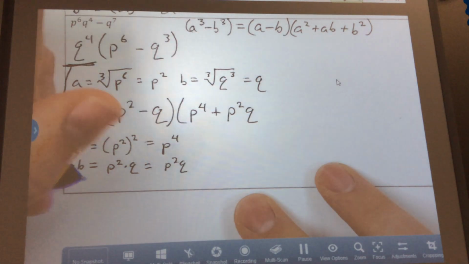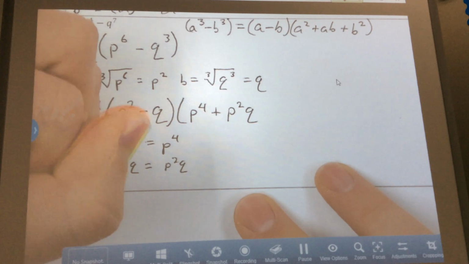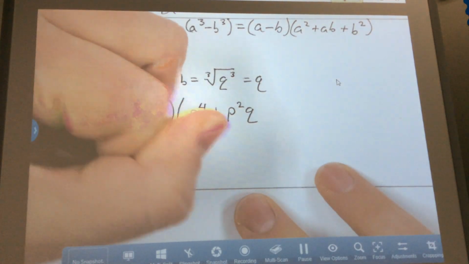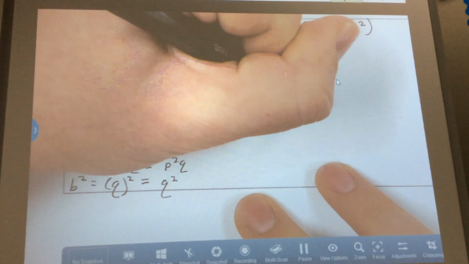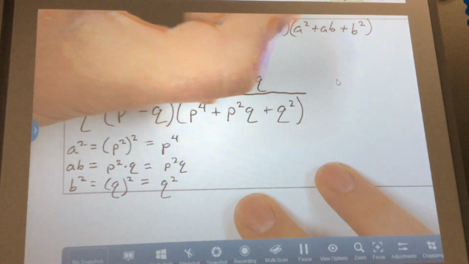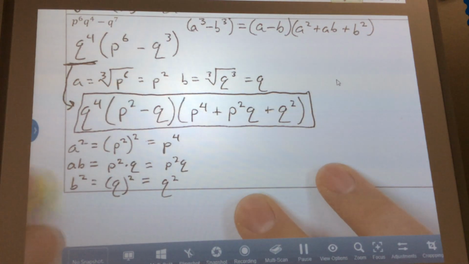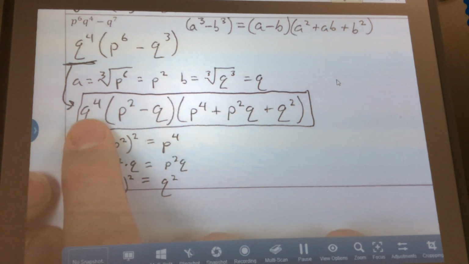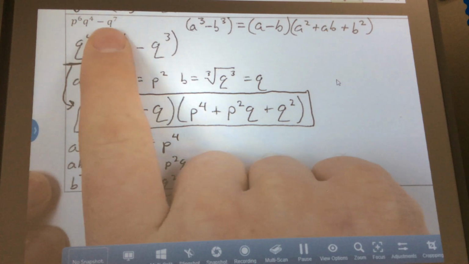And then the last one is our b value squared, which is quantity q squared, the same thing again, q squared. Plus q squared. If I've done this right on all three of these examples, if I did a 2x3 box here and then I distributed the q to the 4th power, I will get back to my original question.